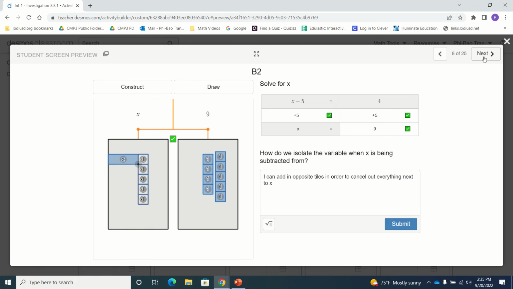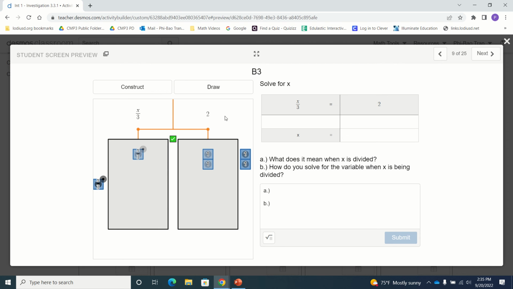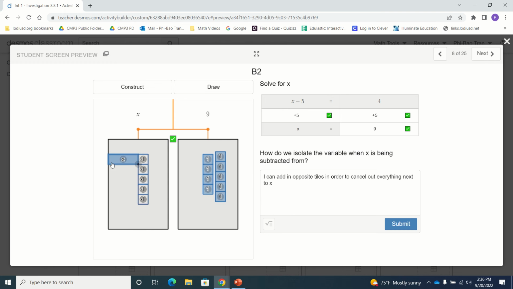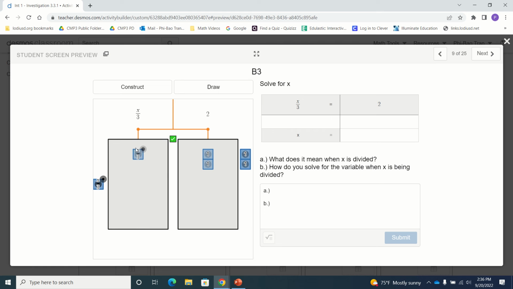All right, B3. So here, I have X divided by 3. So what does it mean when X is being divided? If I look back here, a full rectangle piece looks something like this. So instead of having a full X piece, notice that I only have a third of an X. Notice that it's broken down to a fraction. So when X is being divided, it's like having a fraction of X. I don't have the full rectangle, only part of it.